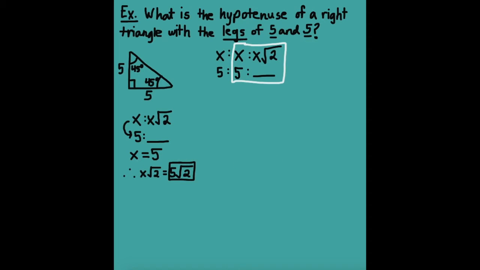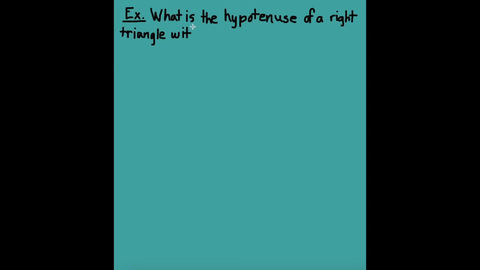Let's try another example. What is the hypotenuse of a right triangle with the legs of 6 and 7?